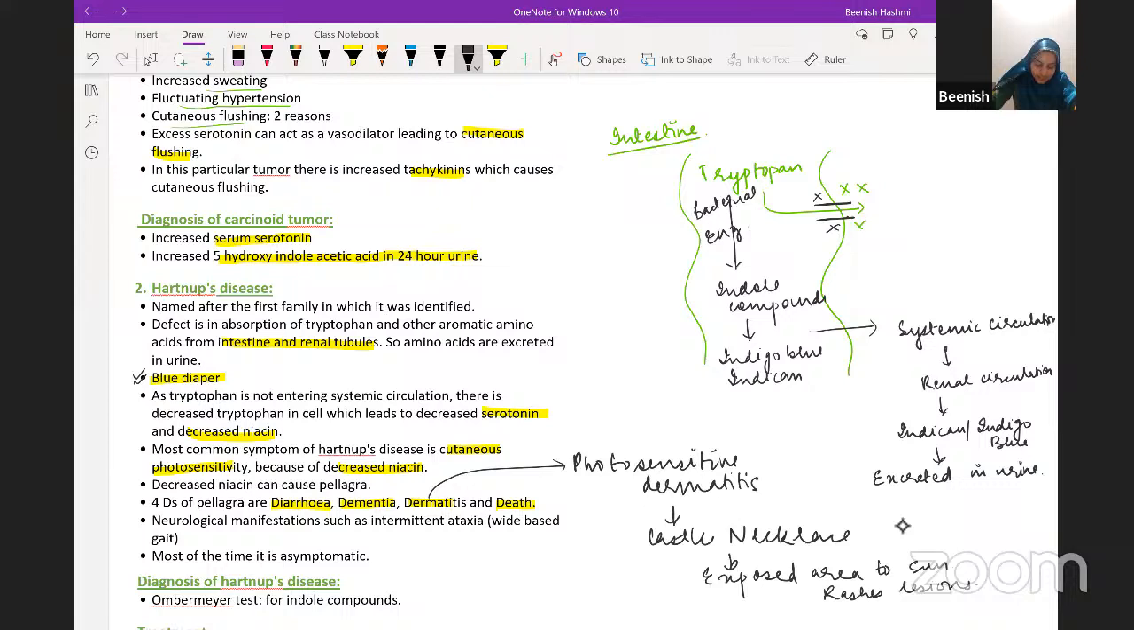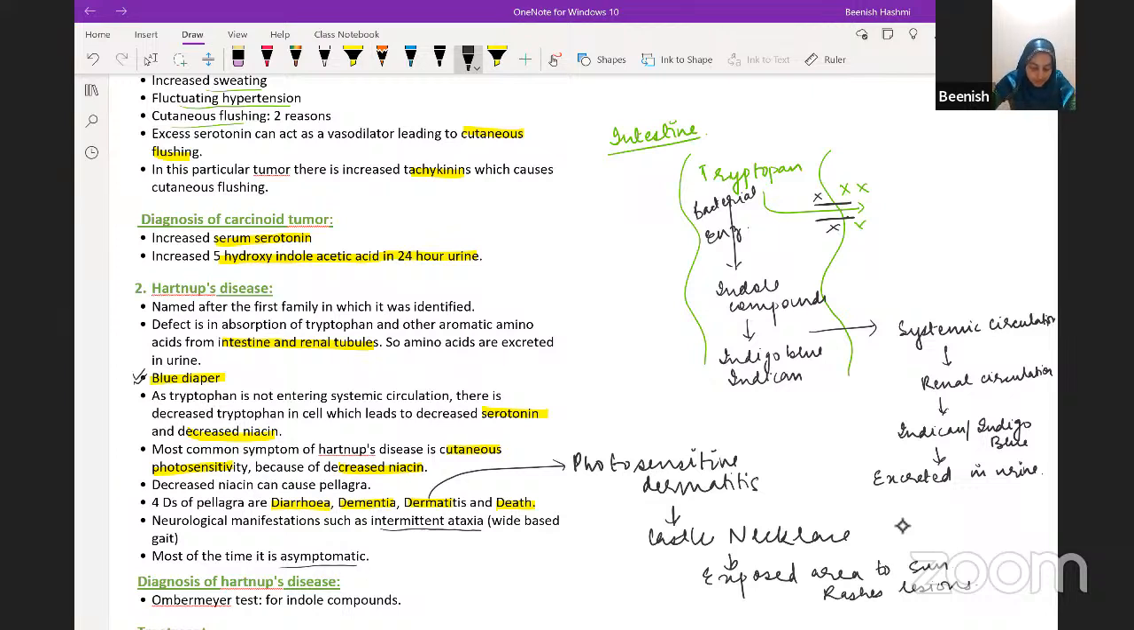Okay. Then you have neurological manifestations. Obviously, why neurological manifestations? Because serotonin is a neurotransmitter. So what will happen? There will be intermittent ataxia, wide-based gait. Okay, so there is loss of control between the arms and the legs. There's no coordination, and most of the time, it is symptomatic of Hartnup's disease.